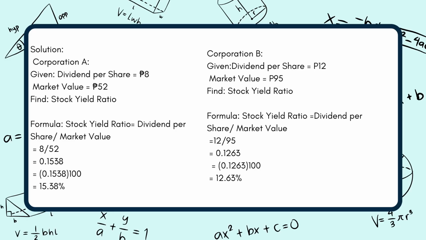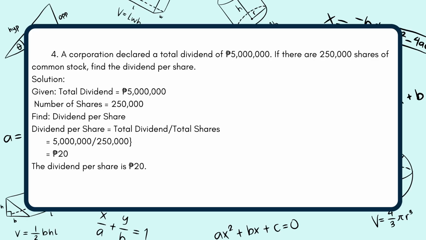Again, since we are looking for the ratio, divide 0.1263 by 100, which is equal to 12.63%. Number 4. A corporation declared a 5 million dividend. If there are 250,000 shares of common stock, find the dividend per share.